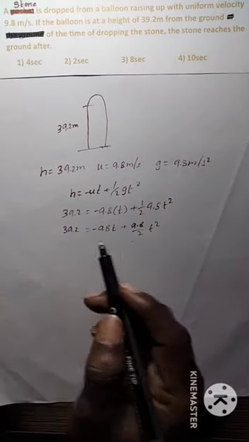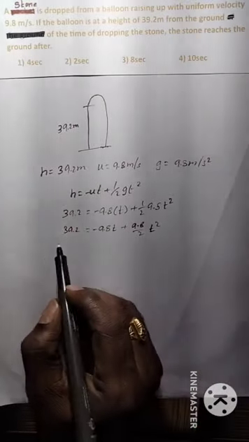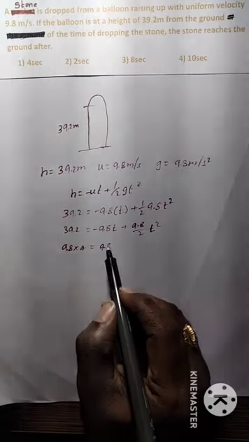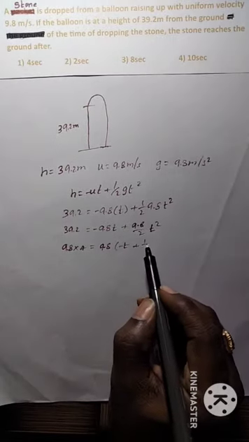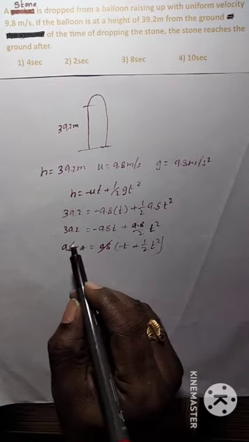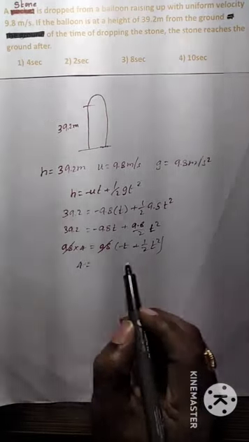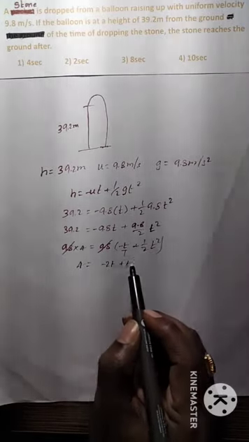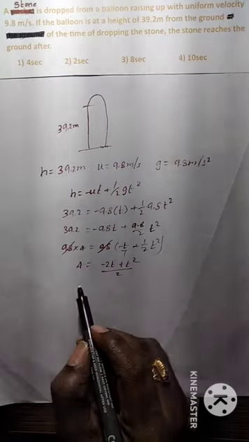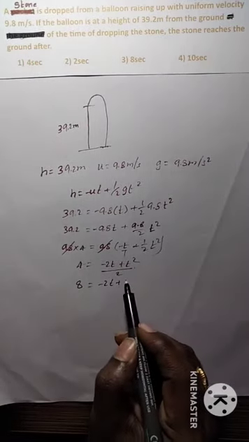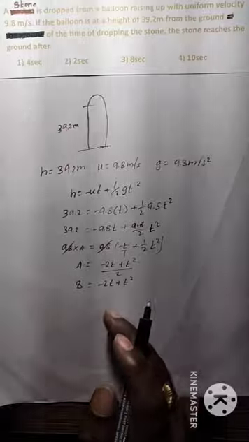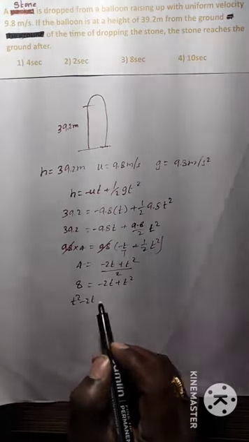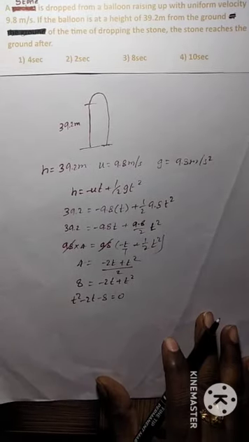39.2 we write as a multiple of 9.8. That is 9.8 into 4 is equal to, taking 9.8 common, minus t plus half t square. 9.8 gets cancelled. 4 is equal to, taking LCM for 2 and 1, minus 2t plus t square by 2. Cross multiplication gives 8 is equal to minus 2t plus t square. Transposing 8 from the right hand side to the left hand side, we can write the equation t square minus 2t minus 8 equal to 0.